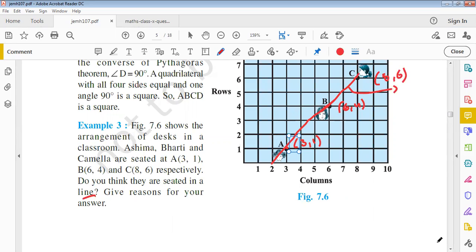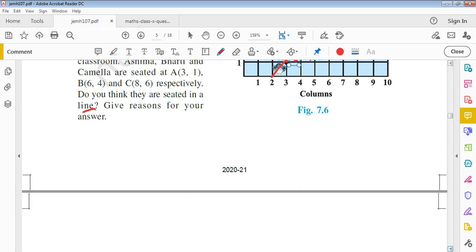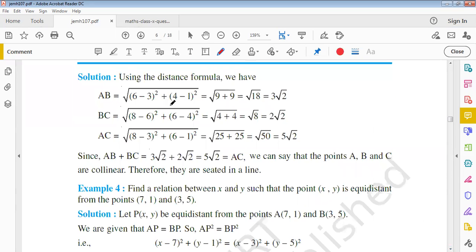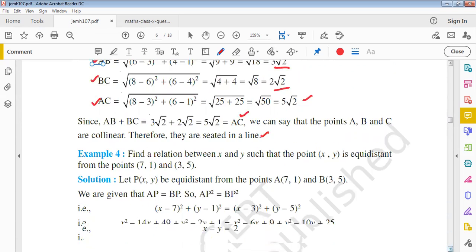But if you want to know whether they are collinear or not, you are supposed to take all the points and find AB, BC, AC. If the sum of any two results in the third one, then they are collinear. Now it is clear that AB and BC when you add them is equal to AC. So 3 root 2 plus 2 root 2 is 5 root 2, which is AC. Therefore they are collinear. They are seated in a line. So that is the collinear concept.